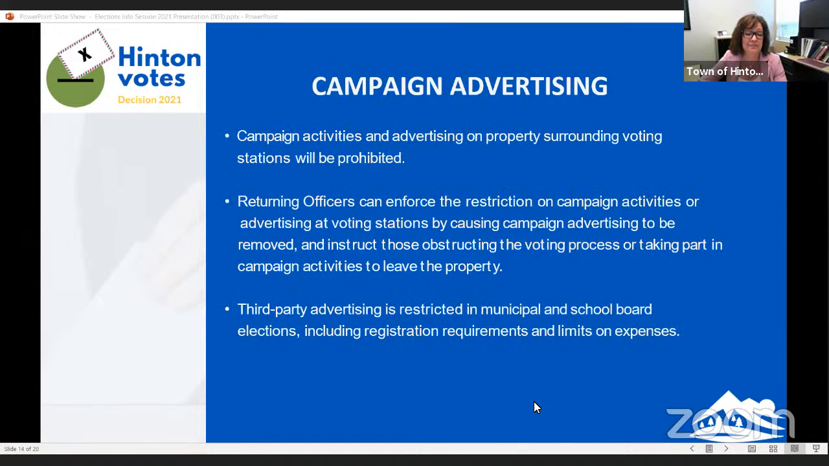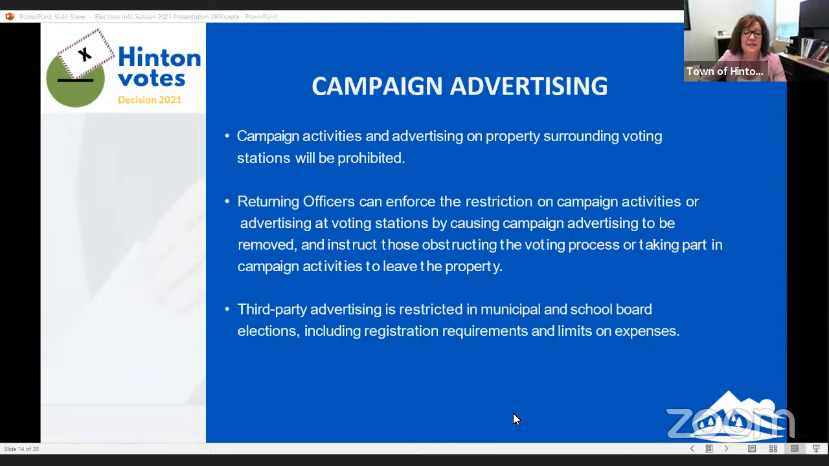Campaign advertising. Campaign advertising activities and advertising on properties surrounding voting stations will be prohibited. Returning officers can enforce the restriction on campaign activities or advertising at voting stations by causing the campaign advertising to be removed and instructing those obstructing the voting process or taking part in the campaign activities to leave the property.